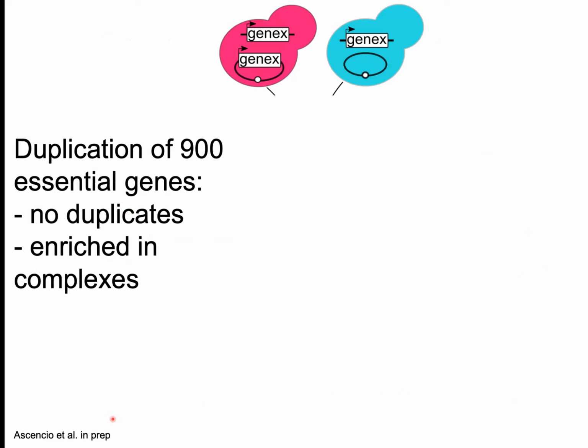So what Diana did was to design an experiment in which she simulated experimentally the duplication of about 900 genes, one by one. She focused on essential genes because they typically have no recent gene duplicates, and they are enriched in protein complexes.